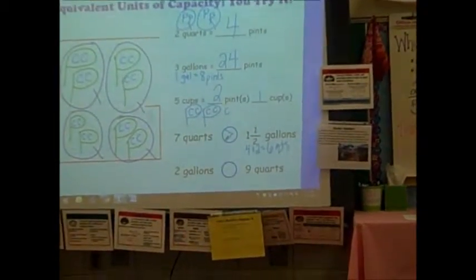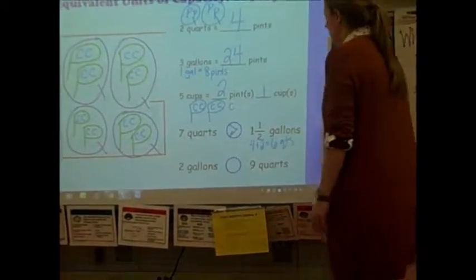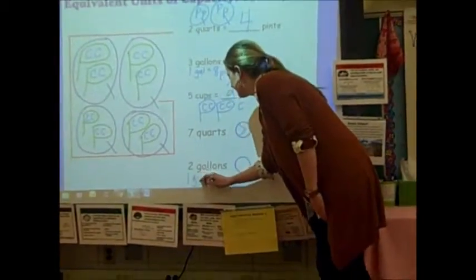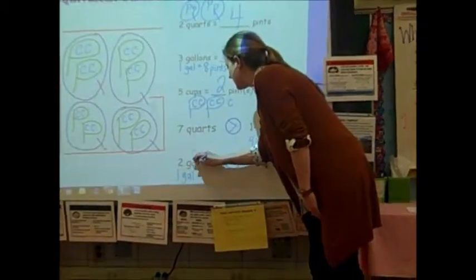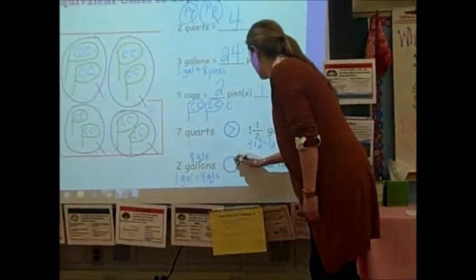And then 2 gallons versus 9 quarts. If I know that 1 gallon is 4 quarts, then 2 gallons would be 8 quarts, and 9 quarts would be greater.